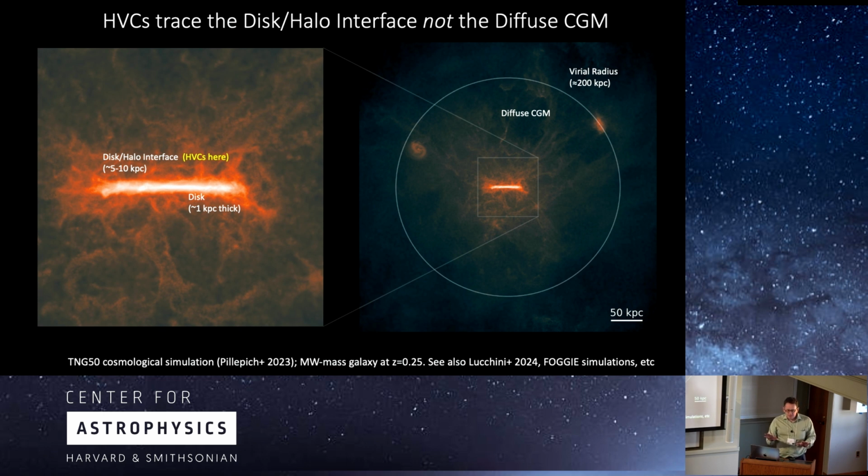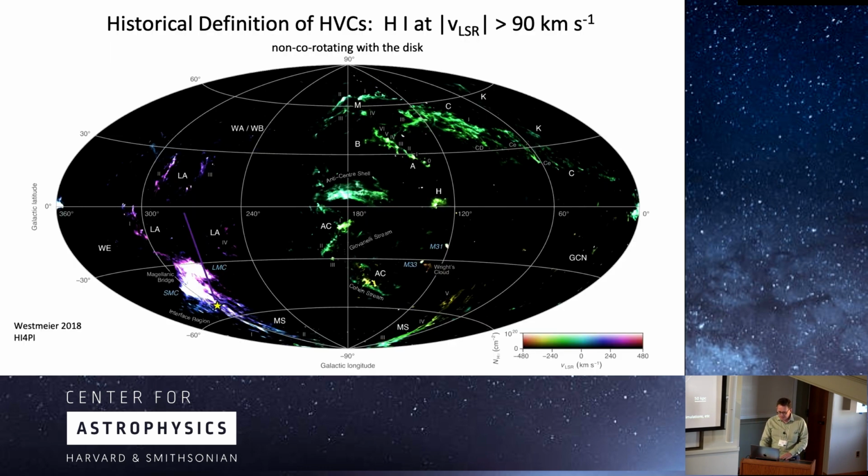The gas around a Milky Way-sized galaxy is in three basic regions, right? There's the disk, maybe a kiloparsec thick, where the ISM lives. There's this interface region of, say, 5 to 10 kiloparsecs. And then there's the diffuse CGM out to the virial radius. The gas I'm going to talk about today is mostly in this disk-halo interface region around 10 kpc. Not all of it, but mostly that's where we're talking in terms of location.